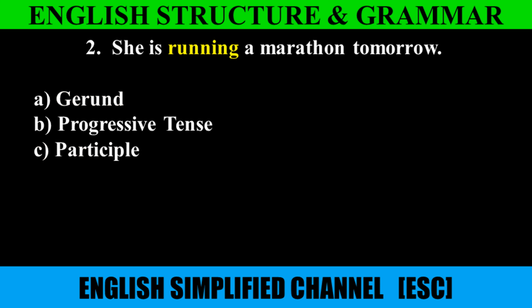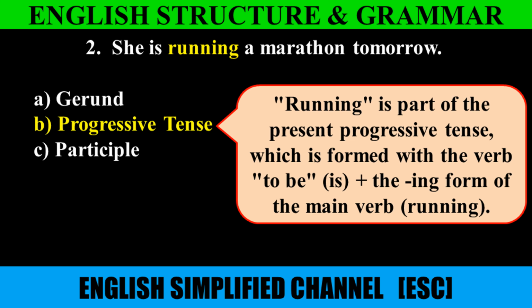2. She is running a marathon tomorrow. A. Gerund. B. Progressive tense. C. Participle. Answer: progressive tense. Explanation: running is part of the present progressive tense, which is formed with the verb to be, is, plus the ing form of the main verb, running. This indicates an action that is ongoing or planned.